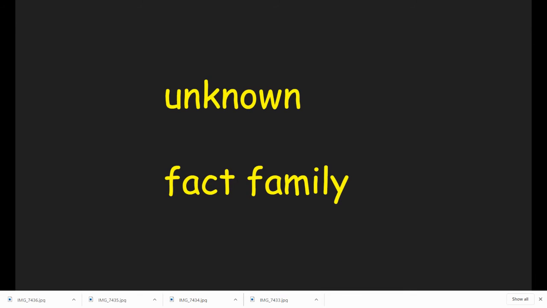Number 10. This is a vocabulary check. Listen to this sentence and choose one of the 2 words on the screen. You have the words unknown and fact family. Choose the correct words to complete the sentence below. Here it is. A group of related facts that use the same numbers is called what? An unknown or a fact family? You choose, write it in the blank, pause the video.